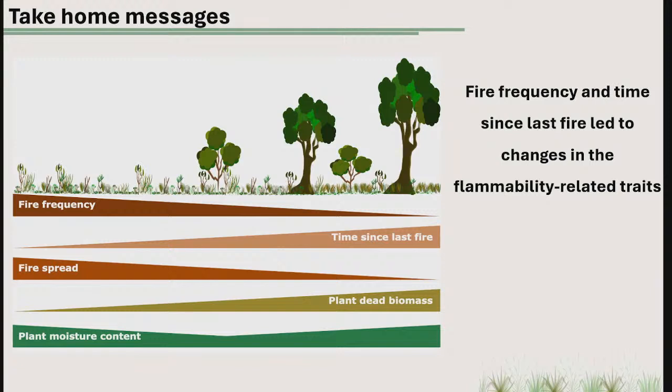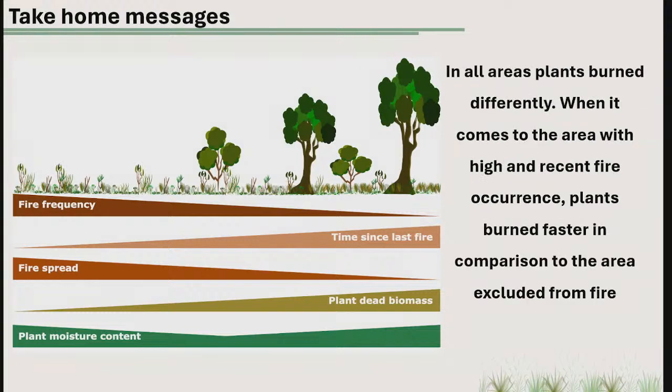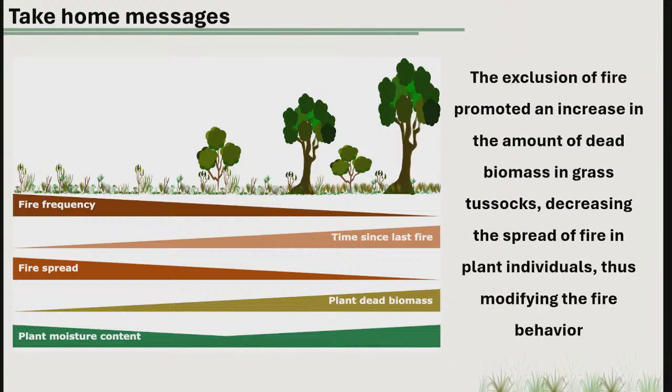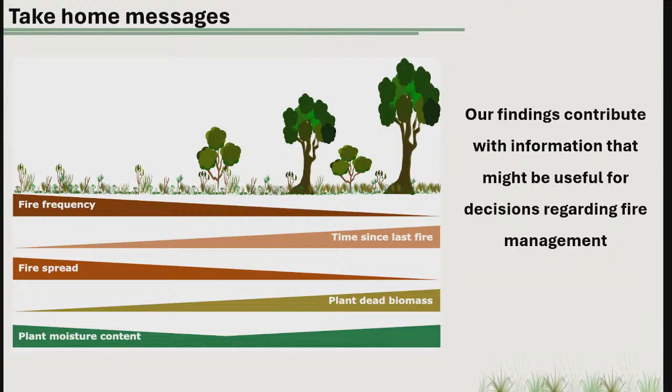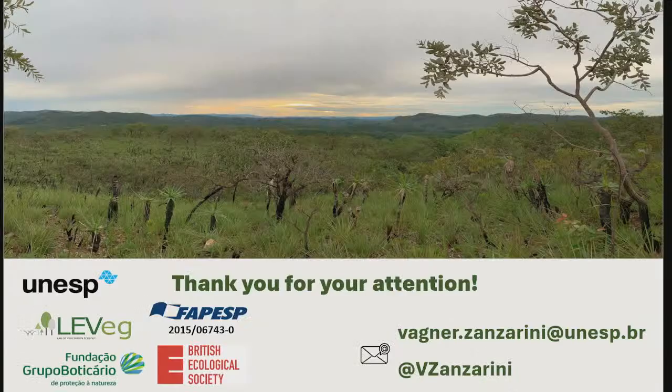So to conclude, we can say that fire frequency and time since last fire led to changes in flammability-related traits of species. And in all areas, plants burned differently, and in the areas with high and recent fire occurrence, plants burned faster in comparison to the area excluded from fire. And the exclusion of fire promoted an increase in the amount of dead biomass, decreasing the spread of fire in plant individuals, thus modifying the fire behavior. And our findings contribute information that might be useful for decisions regarding fire management. So thank you very much for your attention.